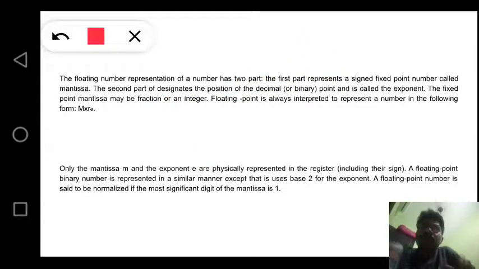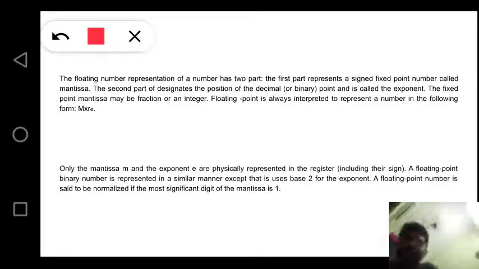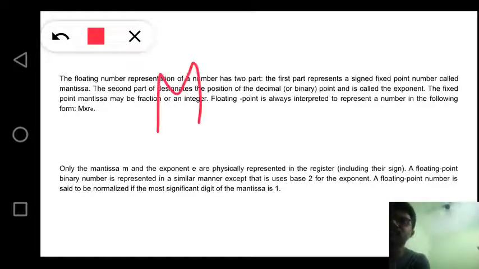Okay. So I'll read once again. Floating point number representation of a number has two parts. The first part represents a signed fixed point number called mantissa. The second part designates the position of the decimal point or binary point, called exponent. The fixed point mantissa may be a fraction or an integer. The fixed point mantissa can be a complete fraction or a complete integer. Floating point is always interpreted to represent a number in the following form. M x R^E is a very famous notation.